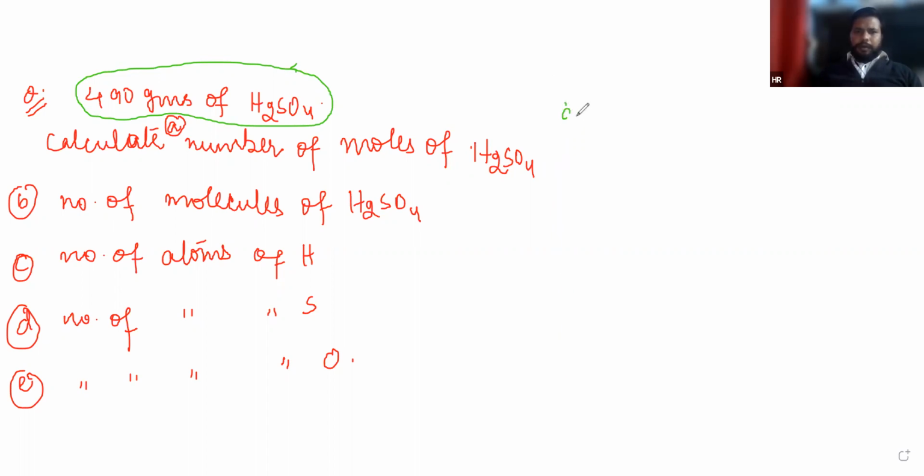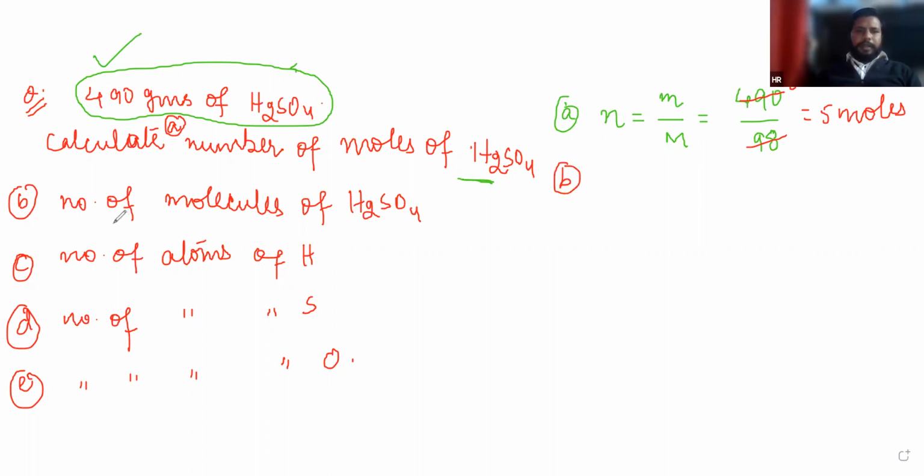A is number of moles of H2SO4. Since mass is given, I am using the first formula of number of moles, given mass upon molar mass. The given mass is 490. And the molar mass of H2SO4 is 98. We can easily calculate it by dividing; it will be cancelled by 5 and it will have 5 moles. Okay. Now come to the B part.